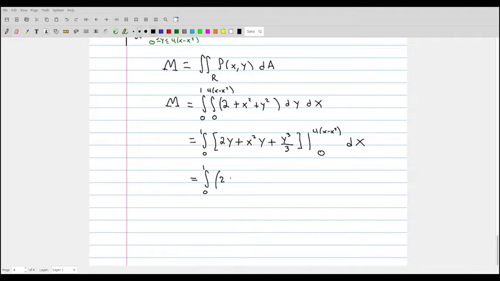2. We plug in, we'll get 2 times 4 x minus x squared, plus x squared times 4 x minus x squared, and then lastly plus 4 x minus x squared cubed divided by 3.